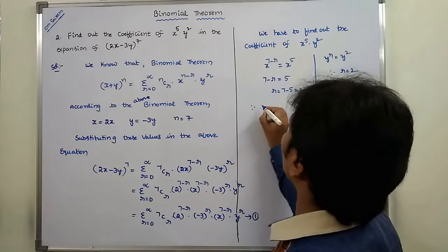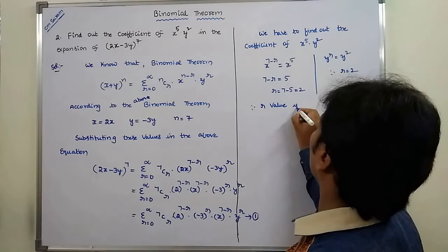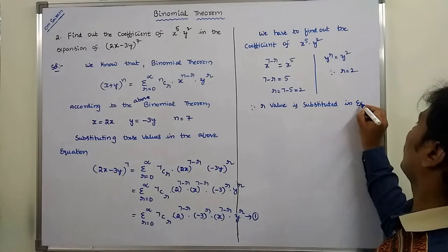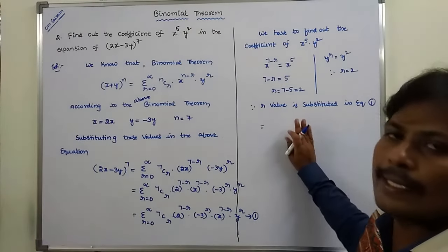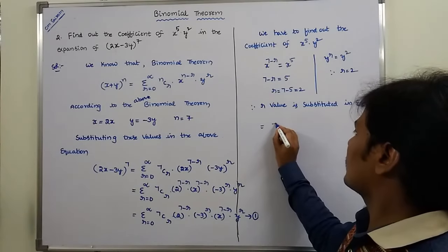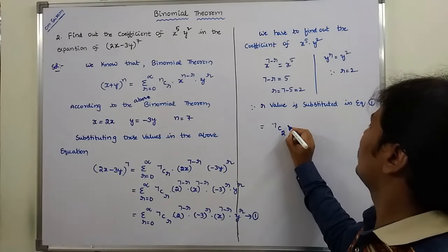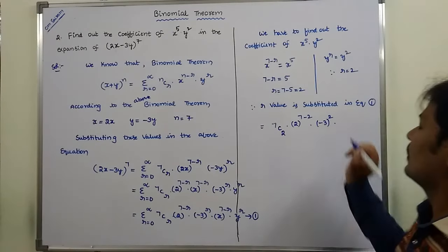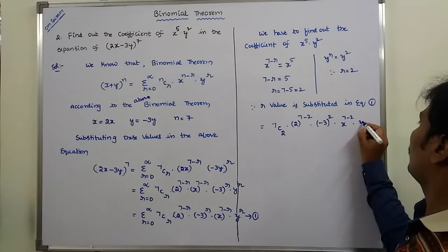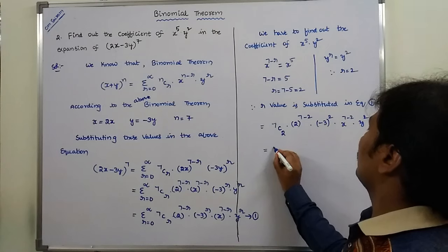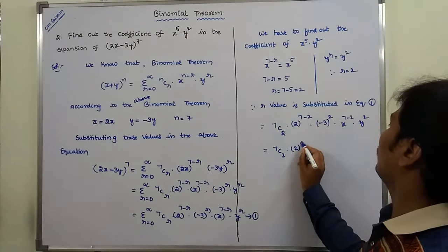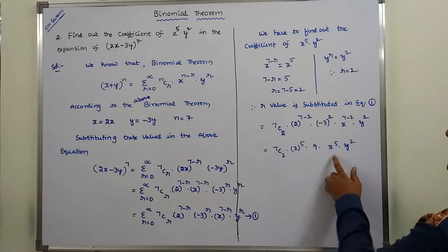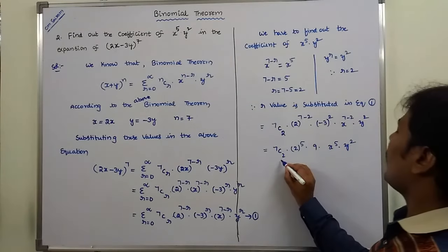Now, r value is substituted in equation 1. So then 7C, r value is 2, into 2 power 7 minus 2 into minus 3 power 2 into x power 7 minus 2 into y power 2. Okay. So that is equal to 7C2 into 2 power 5 into minus 3 power 2, which is nothing but 9. So this is x power 5 into y power 2. So we are getting x power 5 into y power 2. So this is the coefficient term.